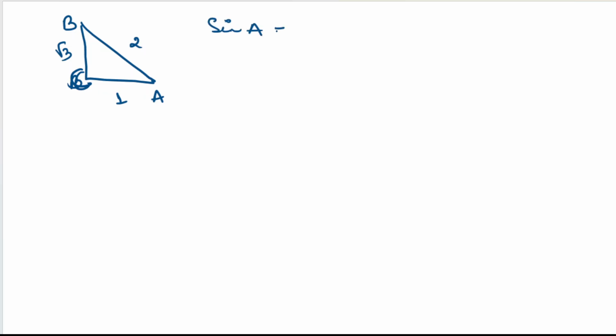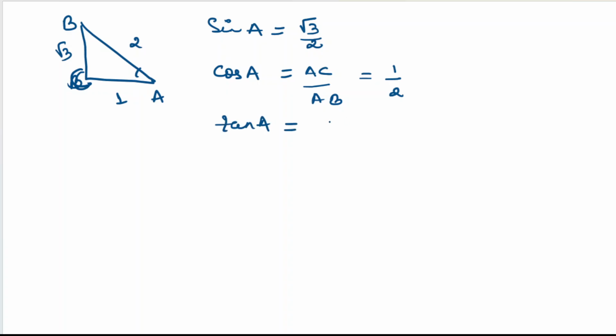So, sin A is already given to you, root 3 by 2. Now, what is cos A? Cos A is equal to base upon hypotenuse. What is base? AC divided by AB, which is equal to 1 by 2. What is your tan A? Tan A is equal to perpendicular upon base. So what is perpendicular? It is BC divided by AC. It is equal to root 3.